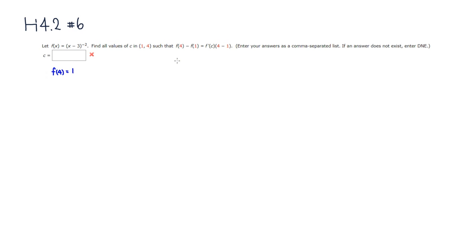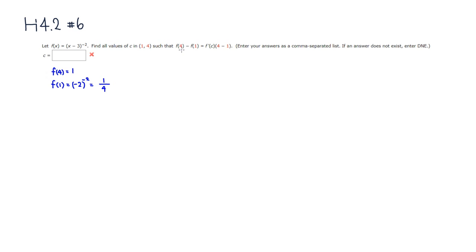Also we need to know f of 1. So 1 minus 3 is negative 2, so it's negative 2 raised to the negative 2 power. A negative power means a reciprocal, but the negative 2 is squared, so it's just 4. So f of 1 is 1/4.